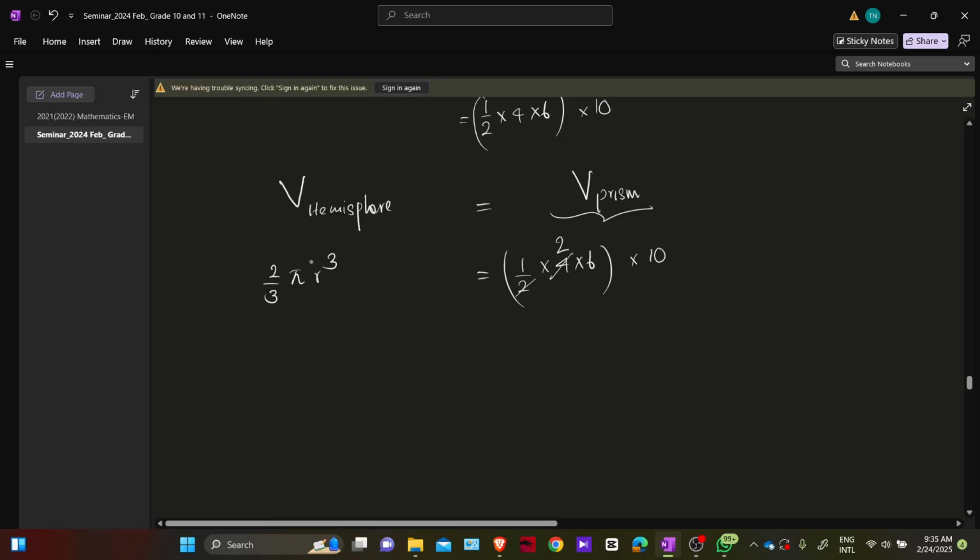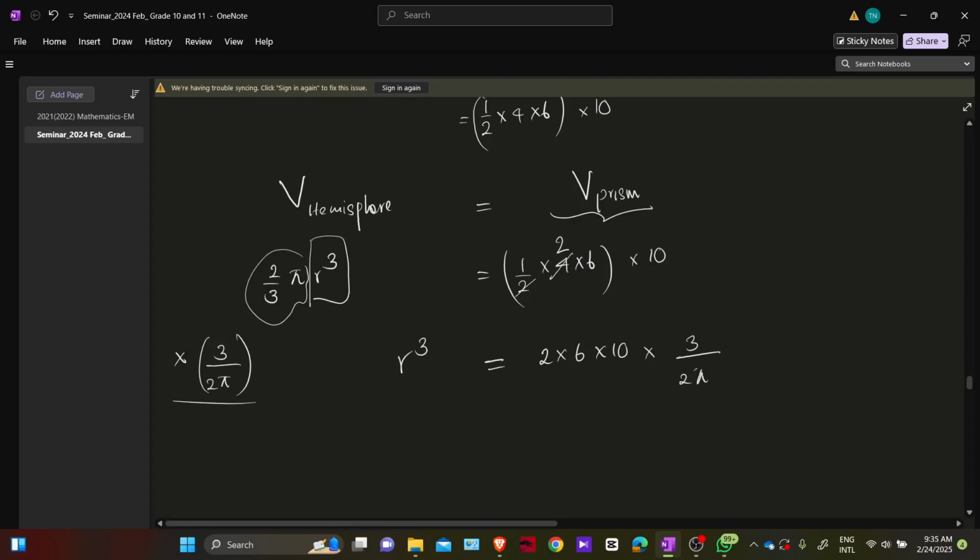Then I'm going to isolate r to the index 3, which means you need to multiply both sides by the reciprocal of the front coefficient here. The reciprocal of it is 3 over 2 pi. Then multiply both sides by that fraction. This will be 2 into 6 into 10, times 3 over 2 pi. 2 is cancelled. This will be 60 times 3 is 180. So the numerator will be 180, denominator will be pi.